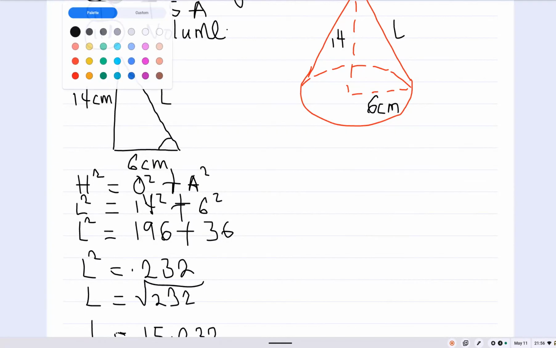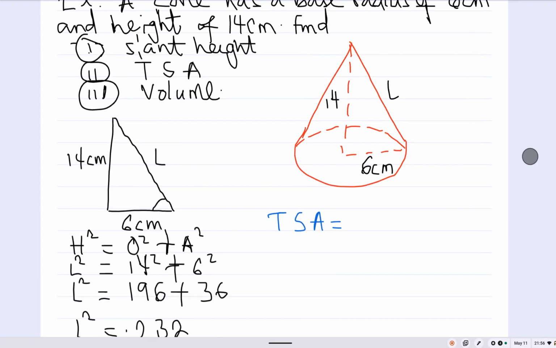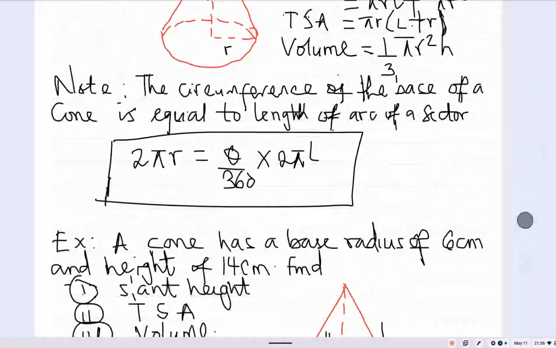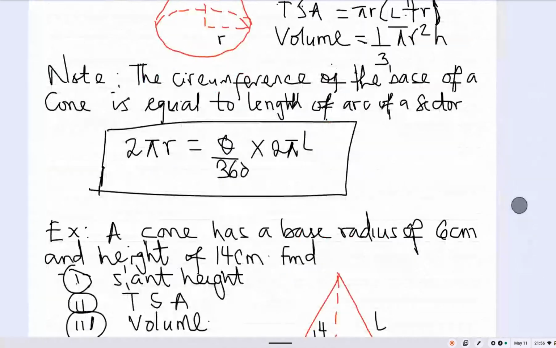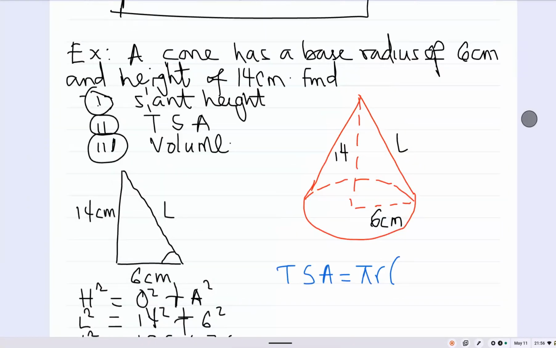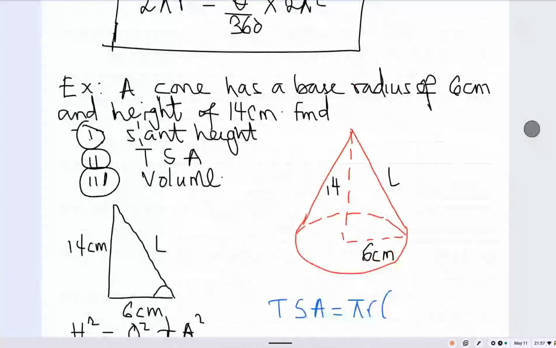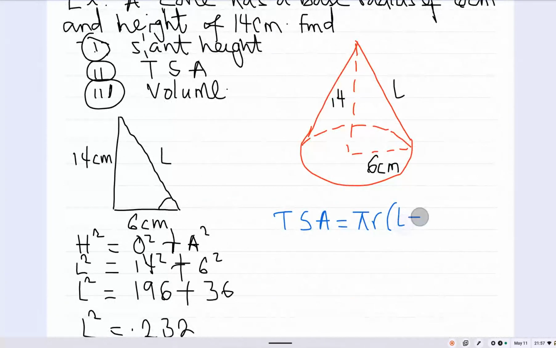Now number 2 question says we should find the total surface area. What's the formula for finding the total surface area of a cone? Total surface area of a cone is pi r into brackets L plus r.